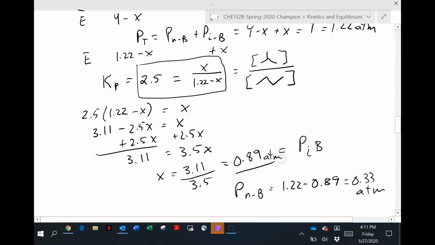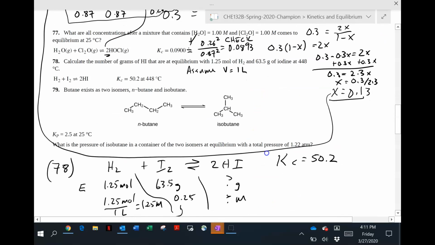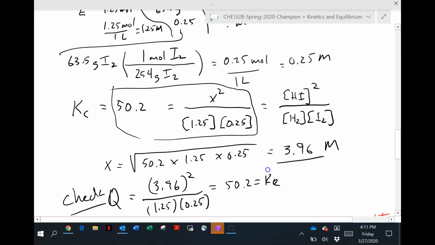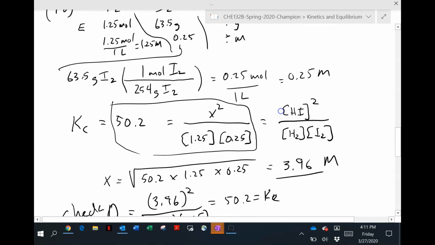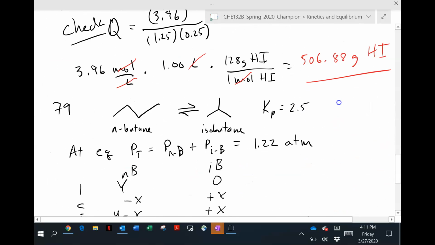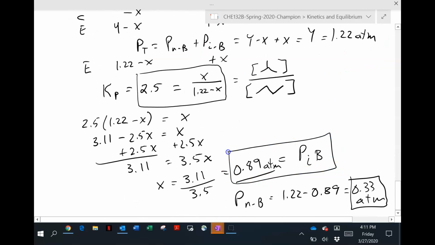I don't remember which one we were being asked about. Slide back up here and take a look. Let's see, read the problem. What is the pressure of isobutane is the actual question. So the answer that we're looking for down here is this one. That's the pressure of isobutane.